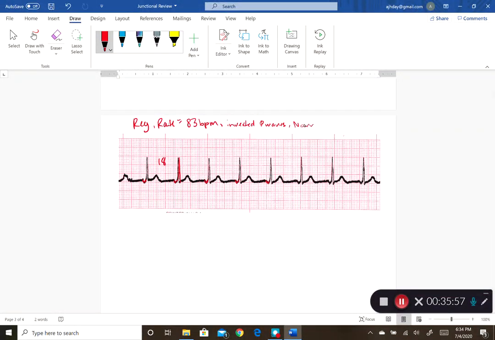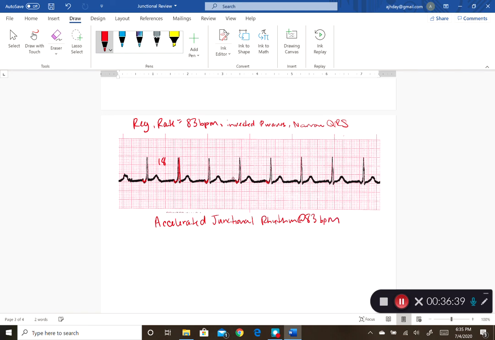So we have a narrow QRS. So inverted P waves plus narrow QRS complex tells me that this is going to be junctional. So I just need to figure out what type of junctional it is. Well, it's not junctional escape because it's over the intrinsic rate of the AV node, which is 40 to 60. It's not quite tachycardic because it's not over 100 beats per minute. So it's going to be in that accelerated category. It's accelerated for the AV junction, but not quite tachycardic. So accelerated junctional rhythm at 83 beats per minute.